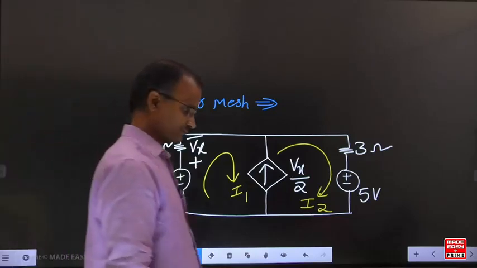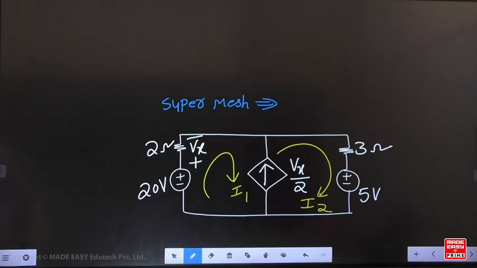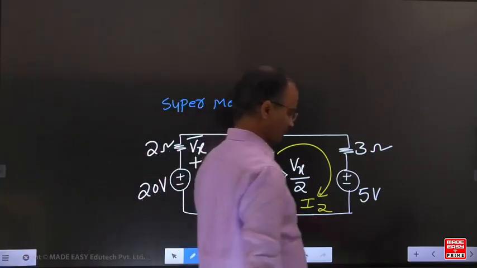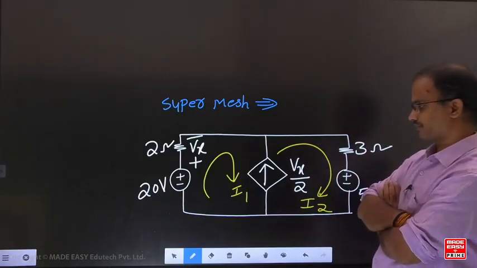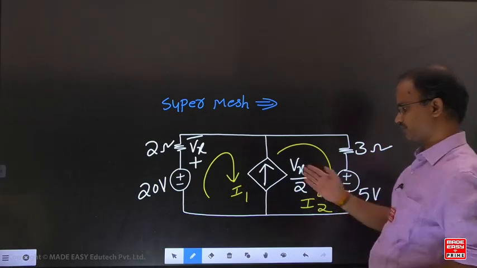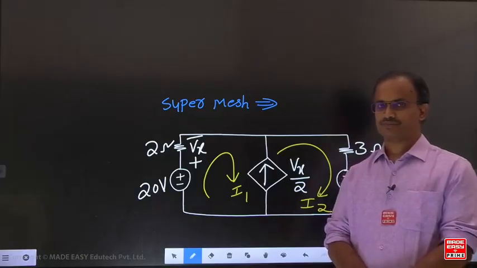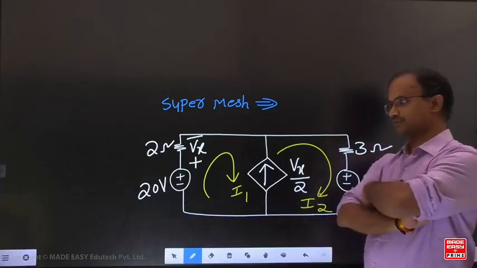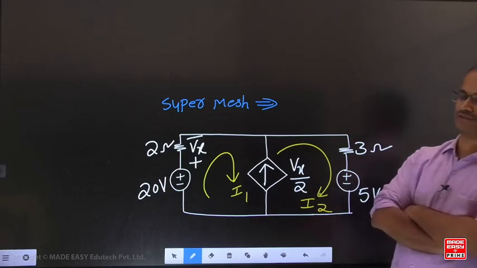Write one note here. When the current source branch is common for two meshes, it is possible to find the solution by using the super mesh technique.